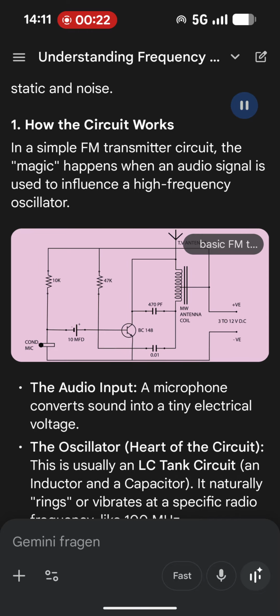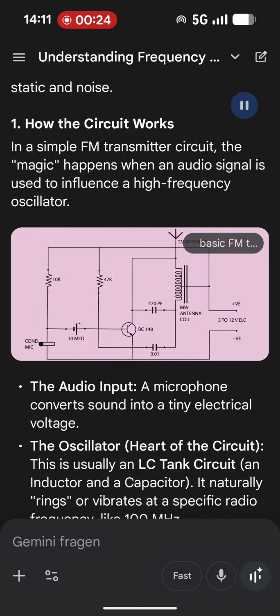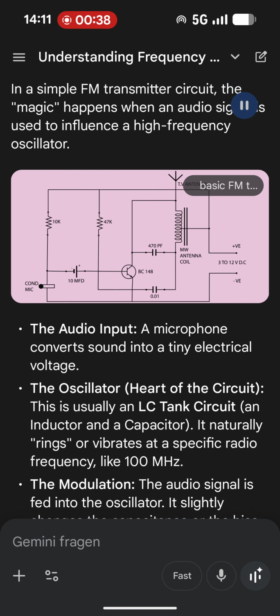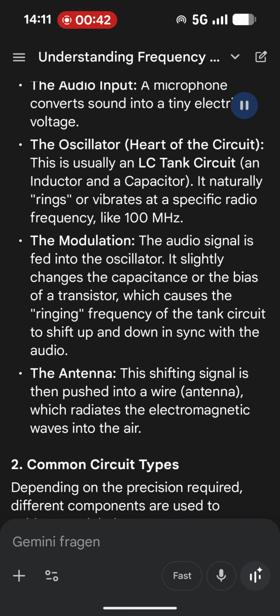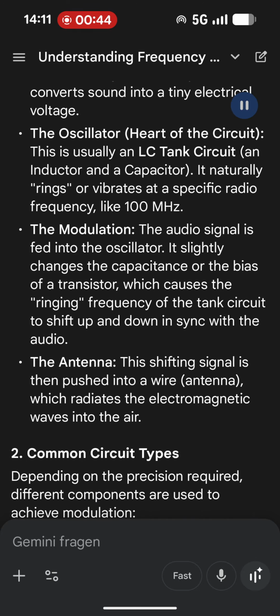1. How the circuit works. In a simple FM transmitter circuit, the magic happens when an audio signal is used to influence a high-frequency oscillator. The audio input, a microphone, converts sound into a tiny electrical voltage. The oscillator, the heart of the circuit, is usually an LC tank circuit, an inductor and a capacitor. It naturally rings or vibrates at a specific radio frequency, like 100 MHz.